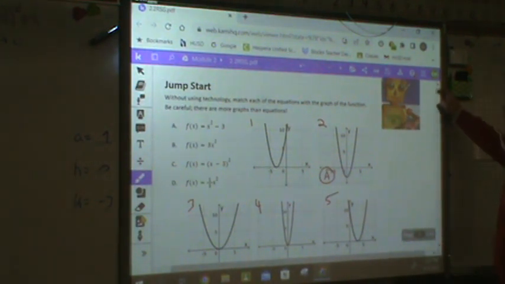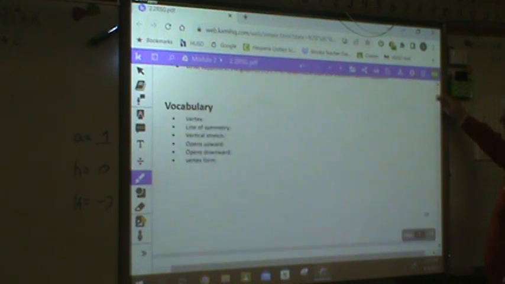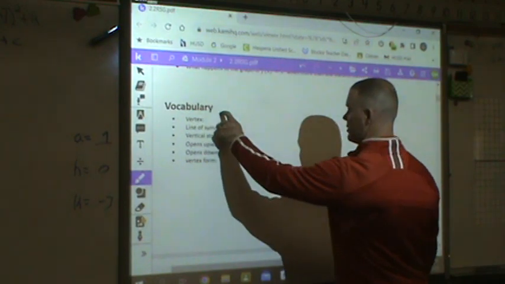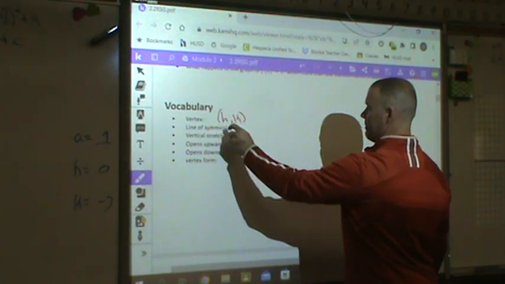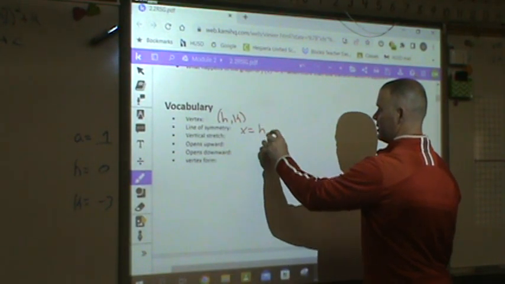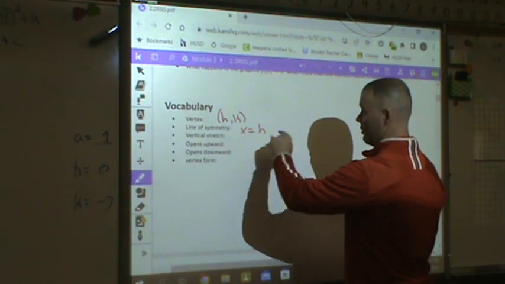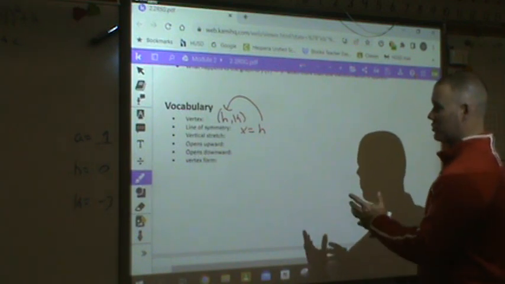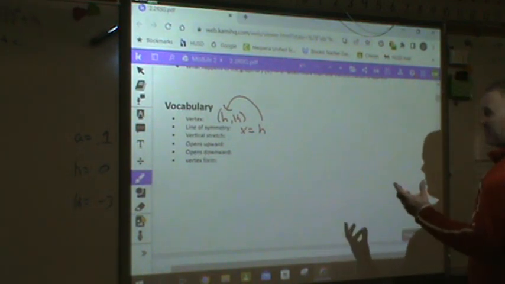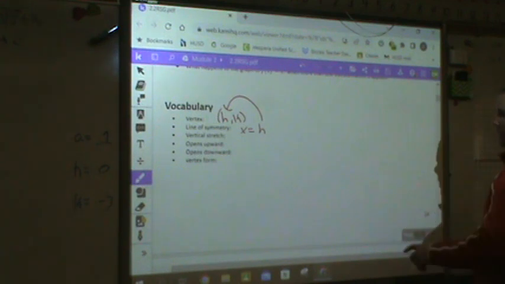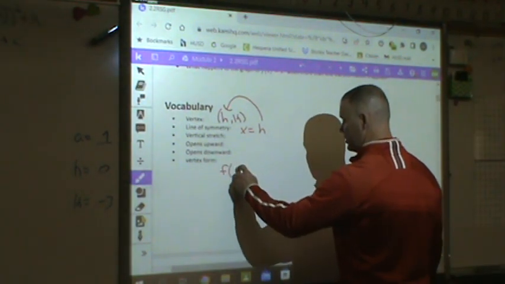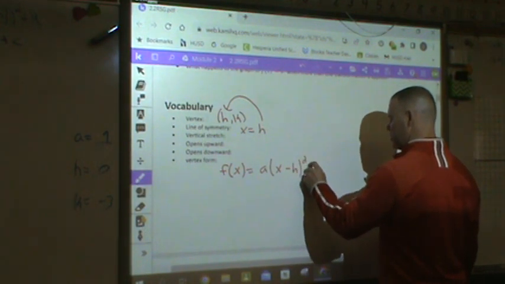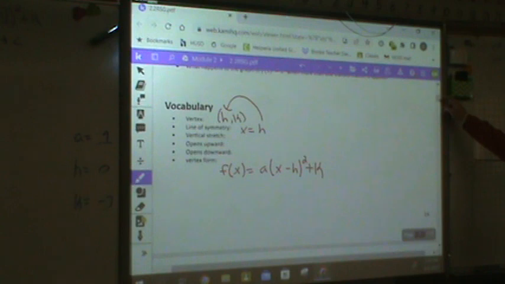So work on those. I'm going to jump ahead to the bottom part down here. We talked about the vocabulary. We talked about how to find the vertex. The vertex is (h, k). The line of symmetry would be x equals h. Remember, these are linked. A vertical stretch is when a is greater than 1. If it opens up, a is positive. If it opens down, a is negative. And our vertex form again is f of x equals a(x minus h) squared plus k. That is our vertex form.